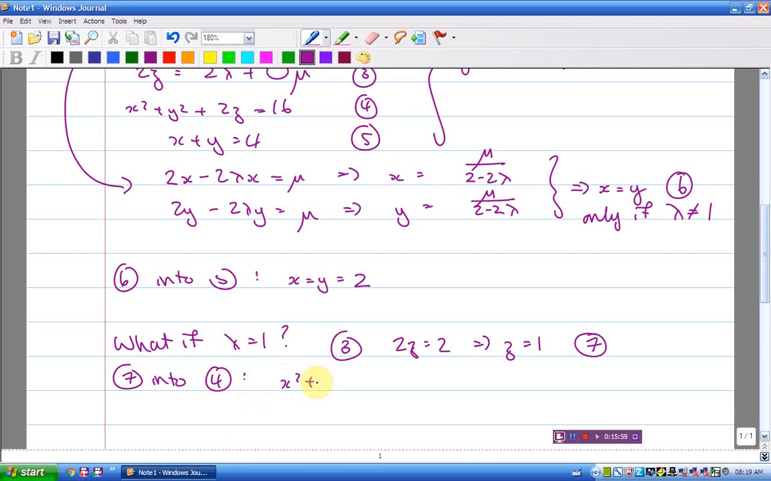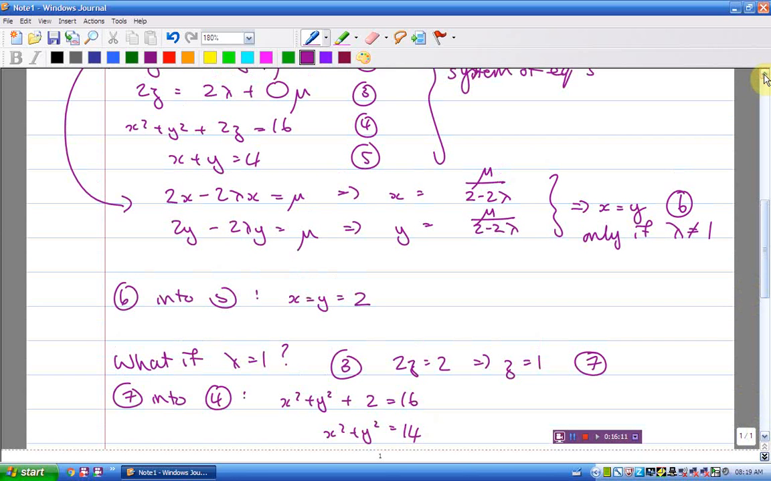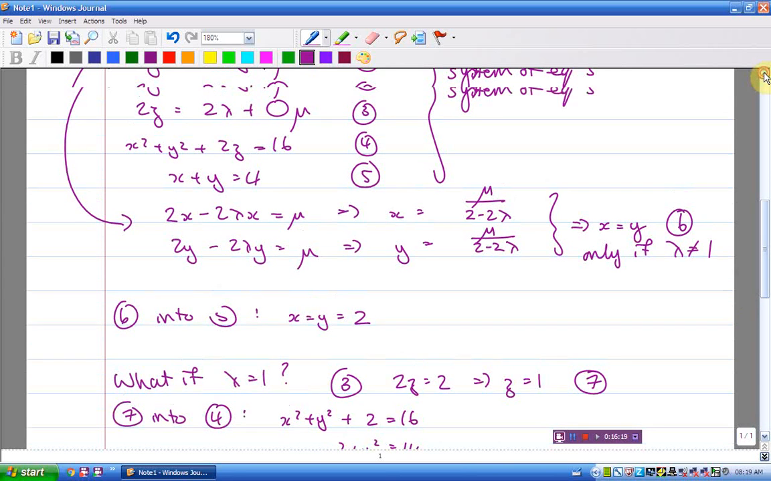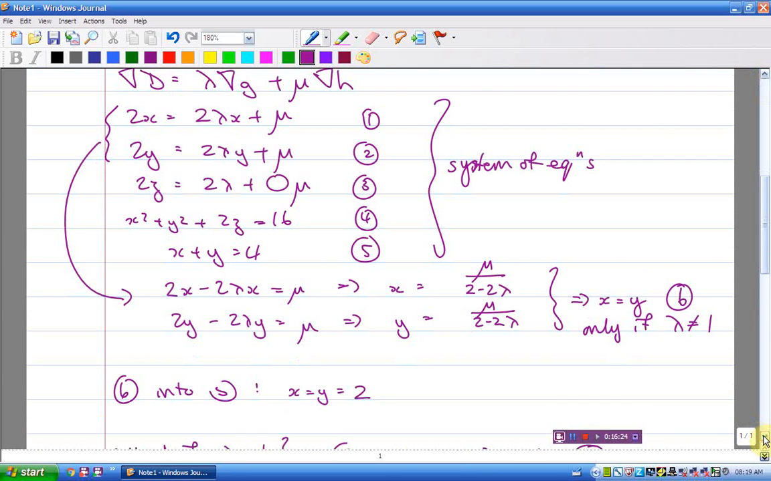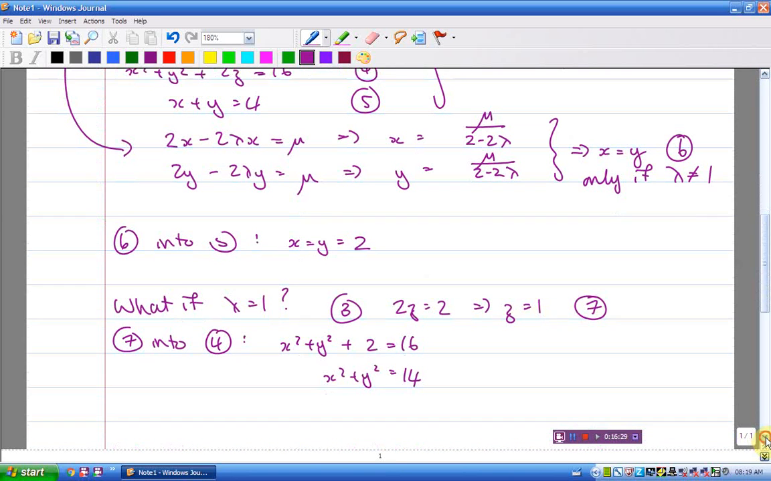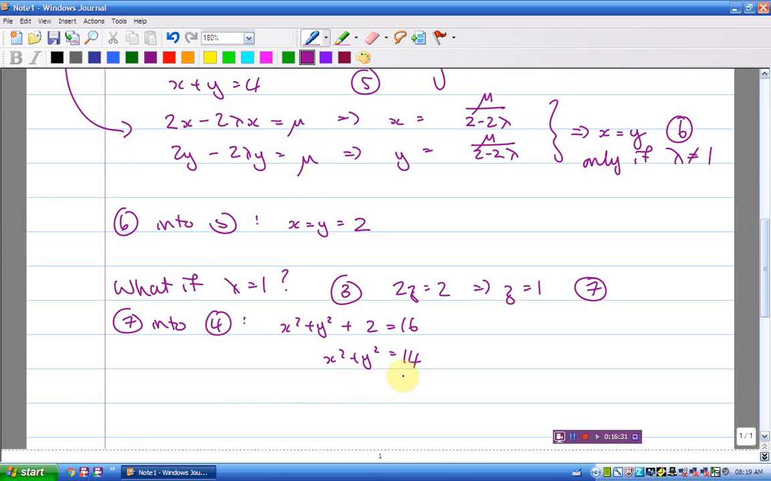So that would give me x squared plus y squared plus 2 equals 16. In other words, x squared plus y squared equals 14. All right. So I've got x squared plus y squared equals 14. But I've still got x plus y equals 4. Let's have a look, what number have I got up to? 7. I'm going to call that 8.